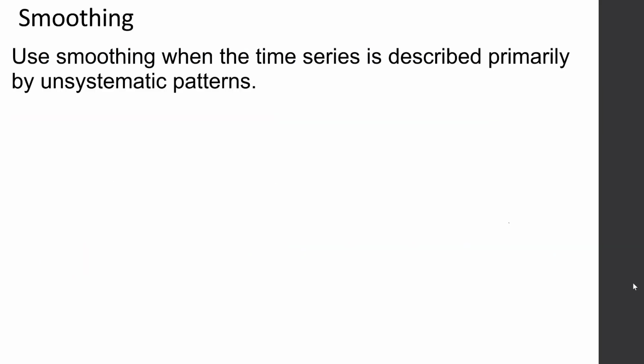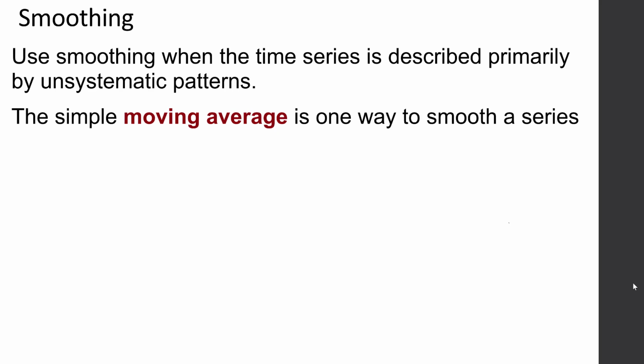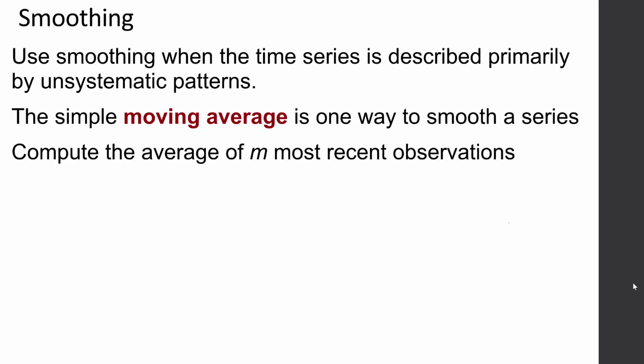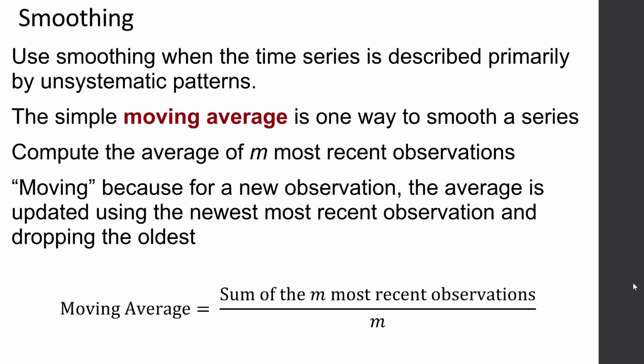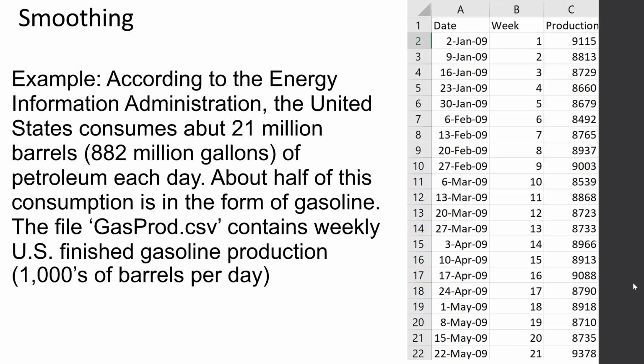Okay, so now we're going to talk about smoothing. You can use smoothing when the time series is described primarily by unsystematic patterns. So if it just looks like random noise, you could try smoothing it. The simple moving average is one way to smooth a series. You're going to compute the average of the m most recent observations, and it's called a moving average because for a new observation, the average is updated using the newest, most recent observation and dropping the oldest. So the simple moving average is just the sum of the m most recent observations divided by m.